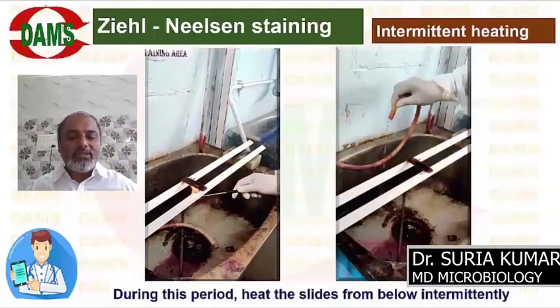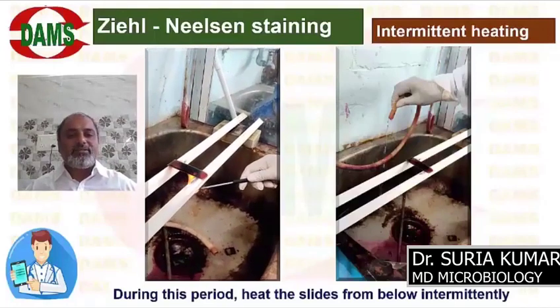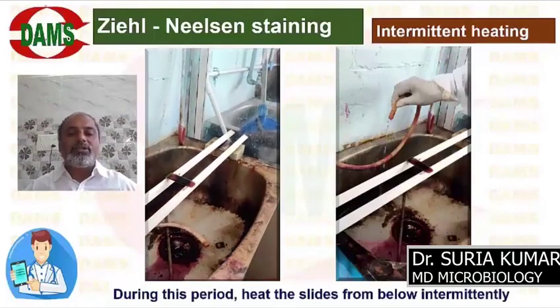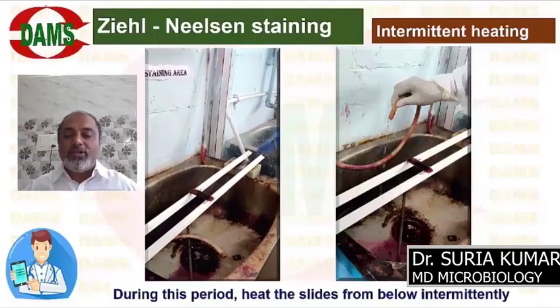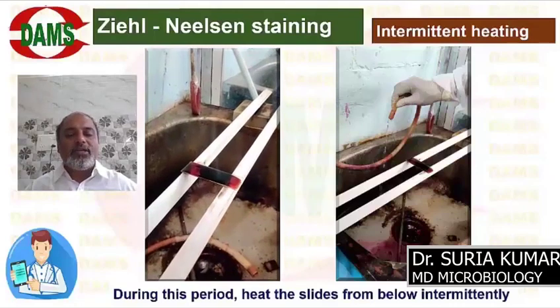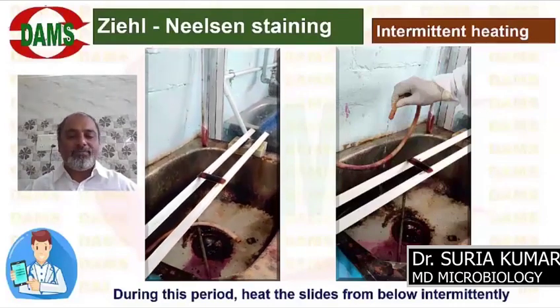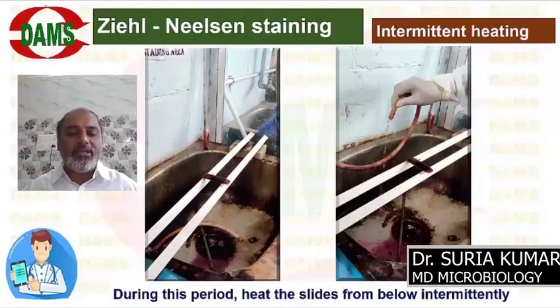In the 5 minutes, very crucial, we need to do intermittent heating with the help of a torch below the slide. We should be careful, it should not be charred, intermittent. Then when the fumes come, we remove. Again we need to repeat. This will happen for the 3 to 5 minutes. 2 to 3 times we need to do the intermittent heating.